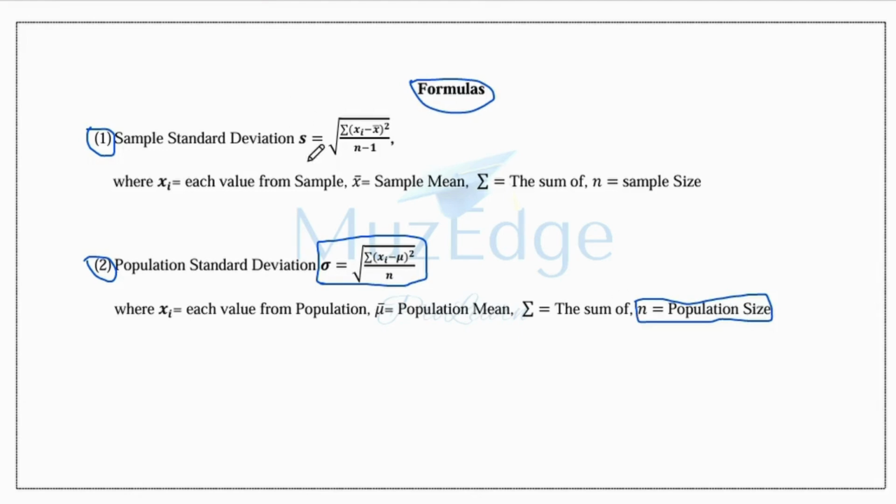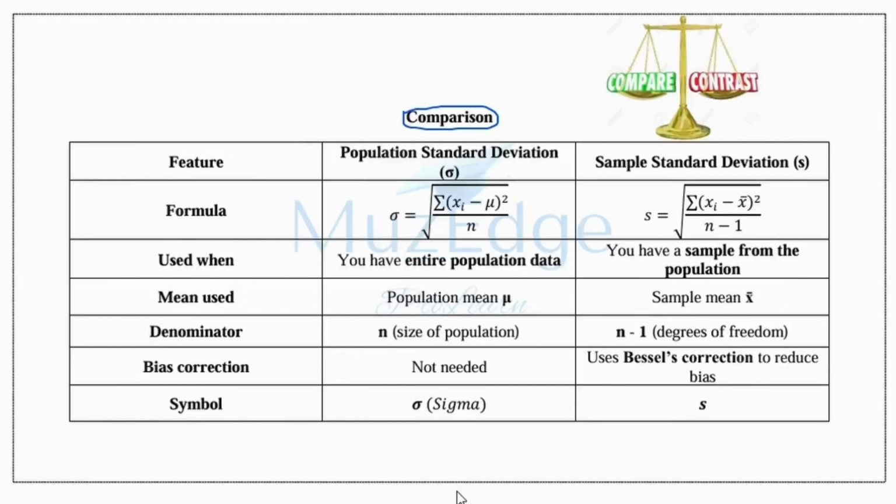Now, for the sample standard deviation, it's almost the same, but with one key difference. We divide by n-1 instead of n, so the formula becomes s equals the square root of the sum of square differences from the mean, divided by n-1. Why n-1? It's called Bessel's correction. It corrects for the fact that a sample tends to underestimate the variability of the whole population.